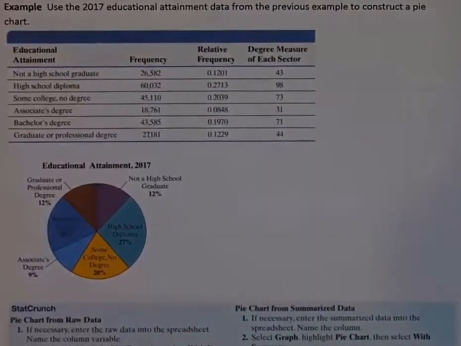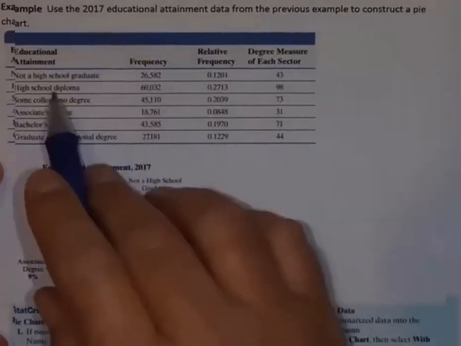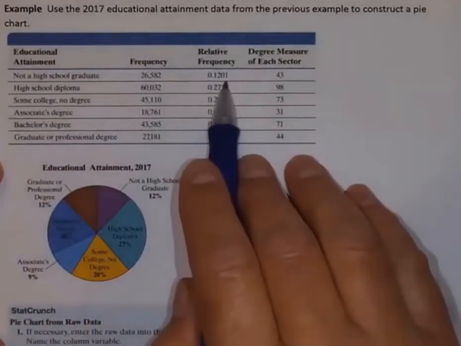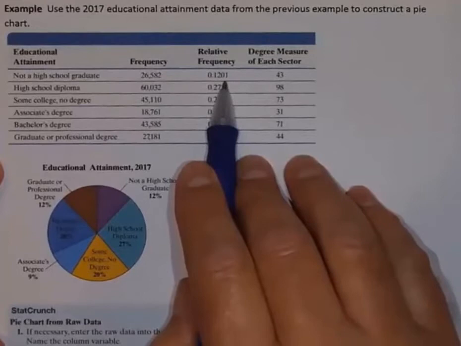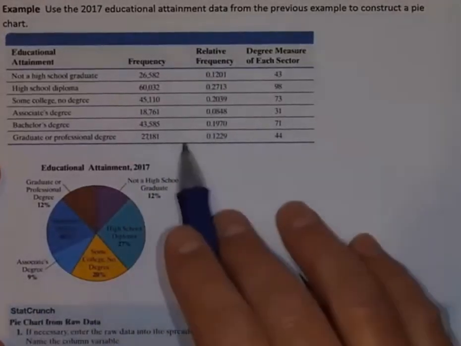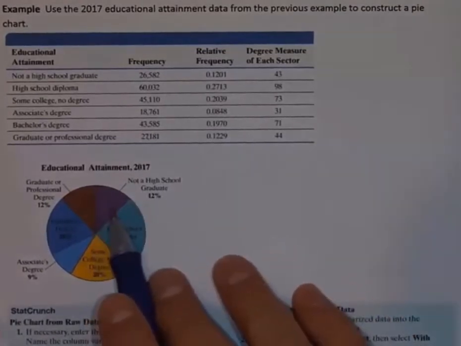Well, if I want to create a circle graph, the reality is nobody does that by hand anymore. Technology has replaced any need for anybody to draw a circle graph by hand, so it's rarely ever done. But I do want you to understand the math that's behind it. So if not a high school graduate represents 12% of the population in the year 2017, then 12% of the circle should be representing the not a high school graduate category.